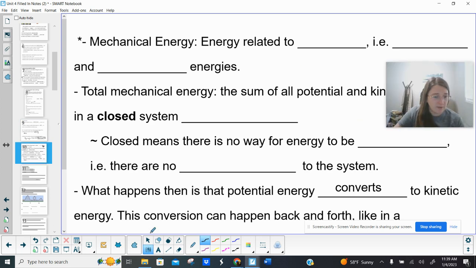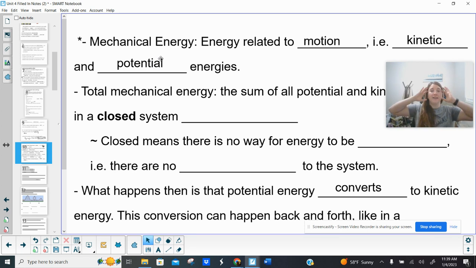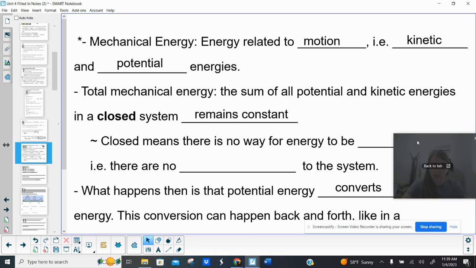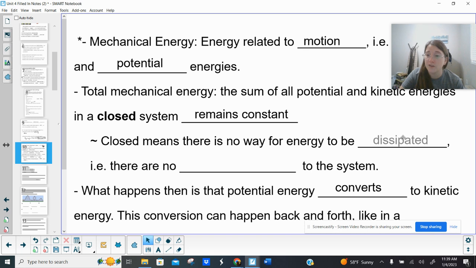Okay, so continuing talking about energies here. Mechanical energy is energy related to motion, so kinetic and potential. If they talk about mechanical energy, what is the total mechanical energy of the system? This is the sum of all potential and kinetic energies in the system. Now in a closed system, again, it remains constant. Closed means there is no way for the energy to be dissipated, i.e. there are no outside forces on the system.